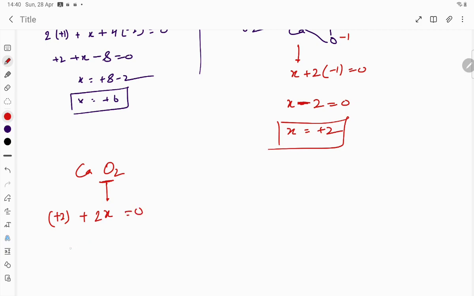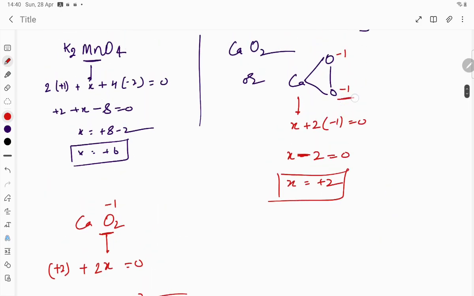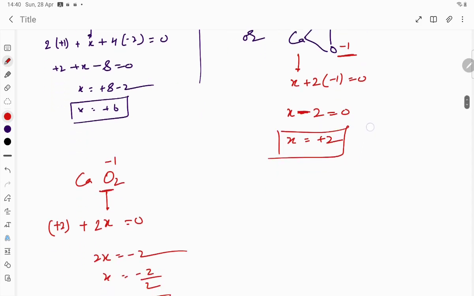So here what will be there, students? If you send 2x, this will go minus 2. So x is equal to minus 2 by 2. So x is going to be minus 1. So oxygen is minus 1. Here also we considered minus 1 only. So this is the correct one.